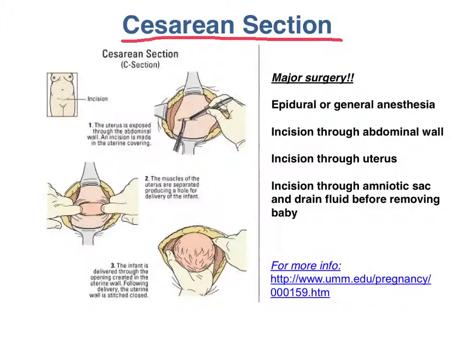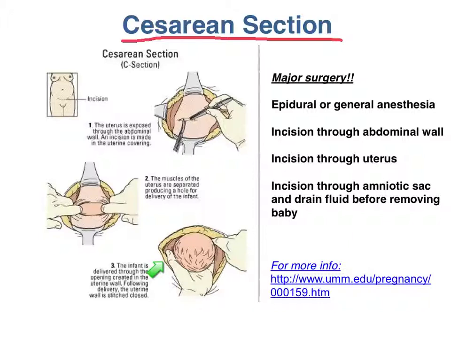It's usually done with epidural anesthesia. An epidural injection is made into the spine so that the mother is still awake and aware, but numb from the abdomen downwards. In an emergency C-section, general anesthesia may be used, rendering the mother unconscious. Once the mother is anesthetized, a wide incision is made through the abdominal wall, then through the uterus and amniotic sac.